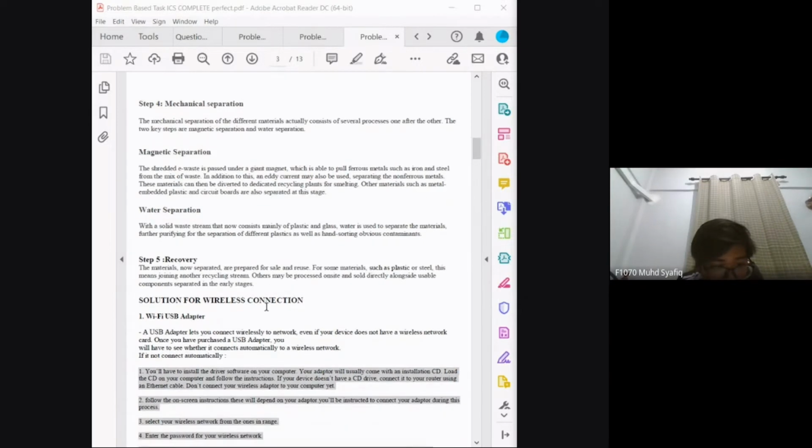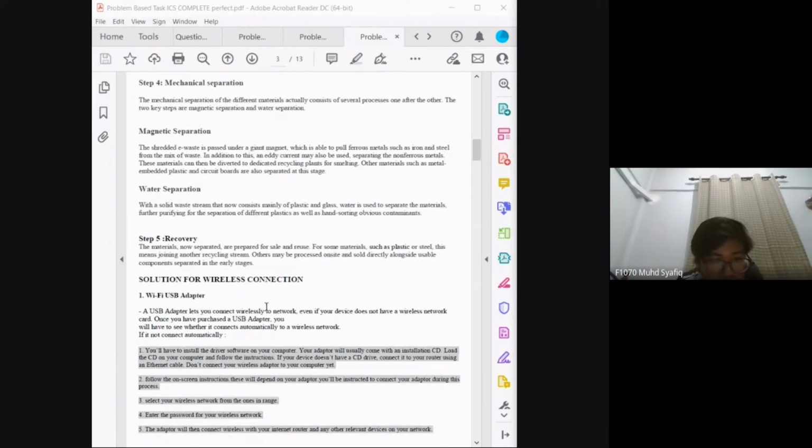Second, follow the on-screen instructions. This will depend on your adapter; you will be instructed to connect your adapter during this process. Third, select your wireless network from the ones in range. Fourth, enter the password for your wireless network. Five, the adapter will then connect wirelessly with your internet, router, and any other relevant devices on your network.